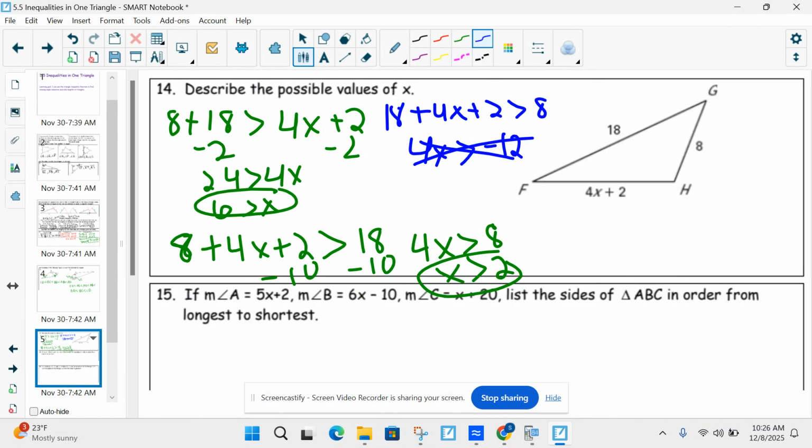So you have to put the inequality together as a compound inequality, starting with 2, always least to greatest, 2 to 6. So x can be in between 2 and 6, not including 2 and 6.